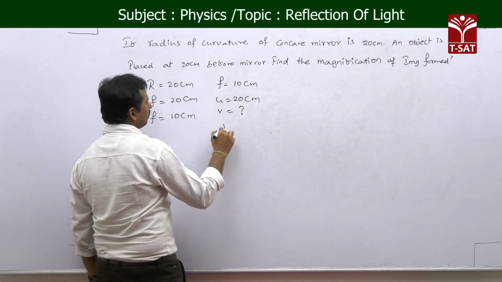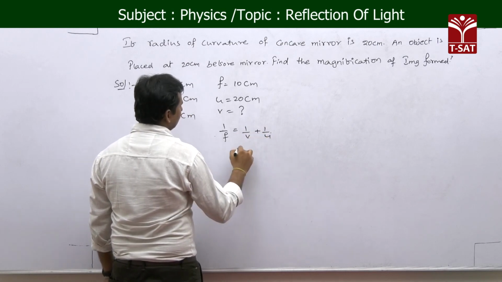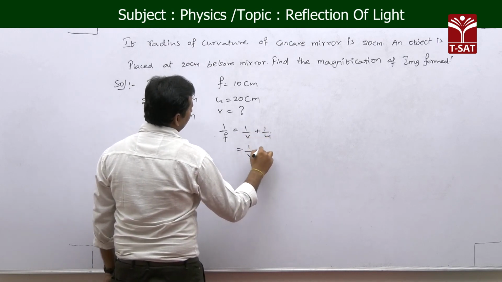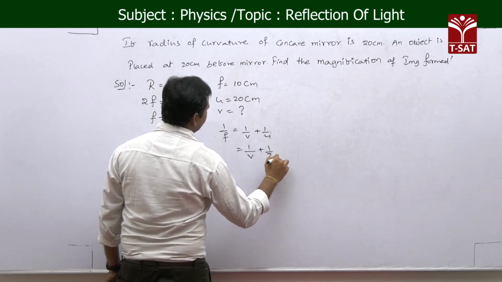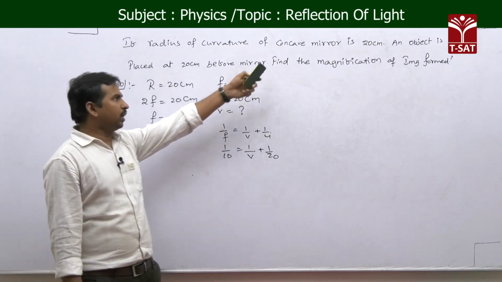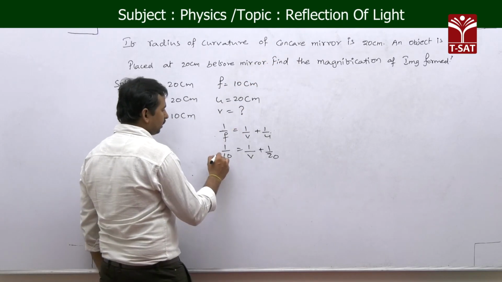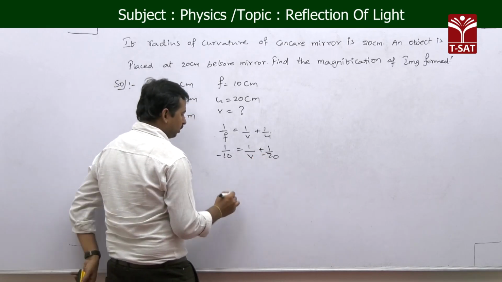Then 1/f = 1/v + 1/u. We don't know v, and u is given as 20 centimeters and the focal length is given as 10 centimeters. As we are using a concave mirror here, the focal length is negative and the object distance is also negative.